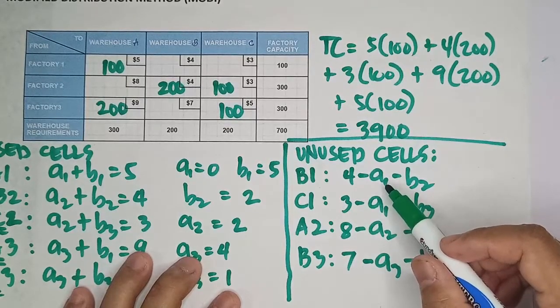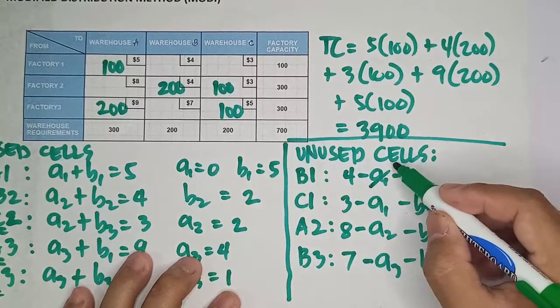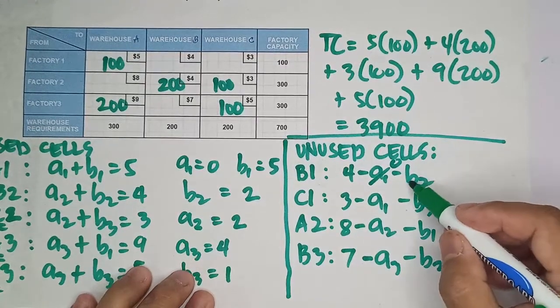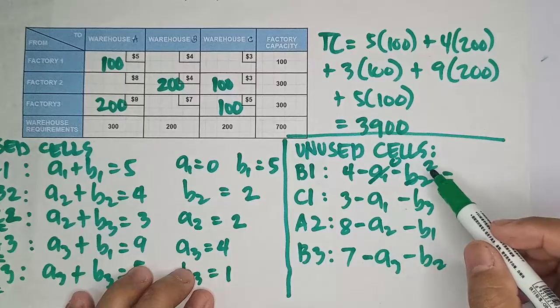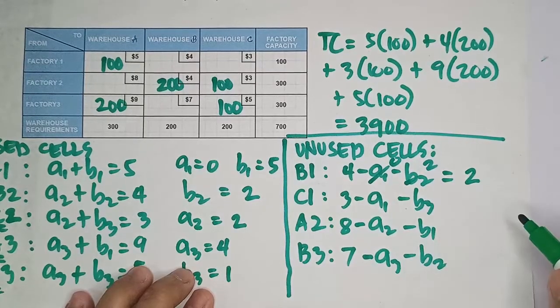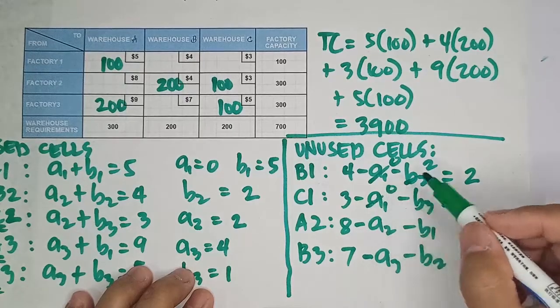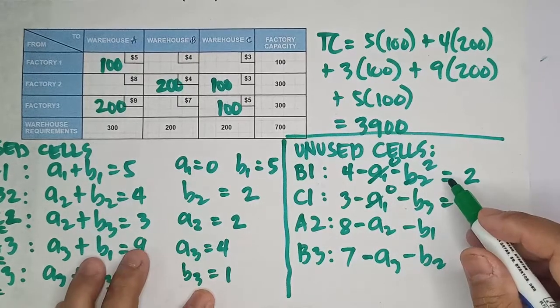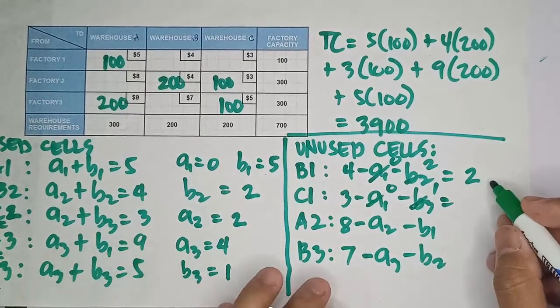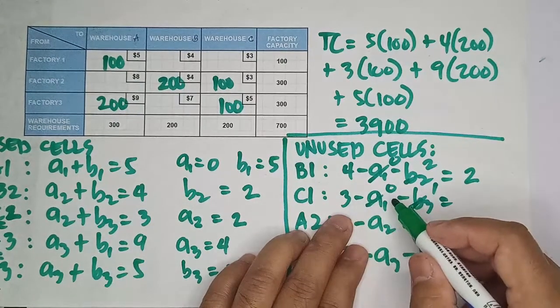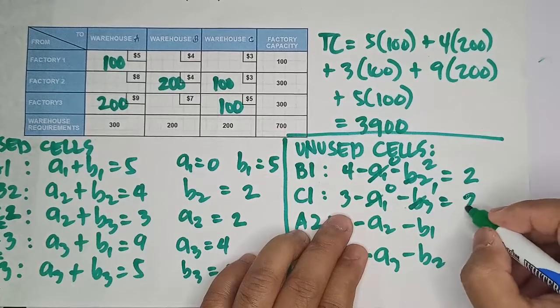The improvement index for B1, since A1 is equal to 0 and B2 is equal to 2, is 4 minus 0 minus 2 equal to 2. For C1, the value of A1 is 0, the value of B3 is 1, and the improvement index of C1 is 3 minus 0 minus 1 equal to 2.